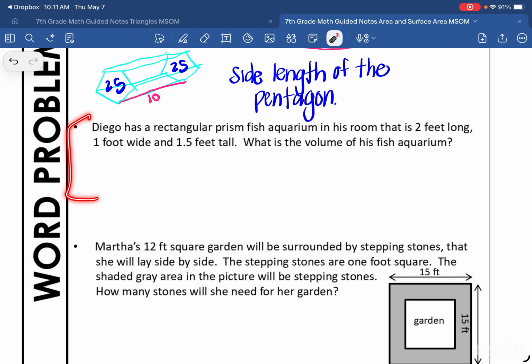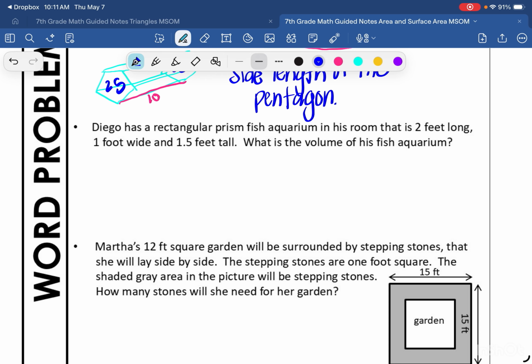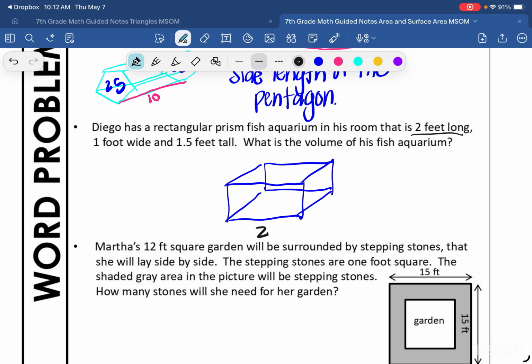Diego has a rectangular prism fish aquarium in his room that is 2 feet long, 1 foot wide, and 1.5 feet tall. What is the volume of his fish aquarium? I'm going to draw a quick picture of this, and then label it. So it's a rectangular prism. So I'm going to draw 2 rectangles, and then I'm going to connect each of the vertices, and that kind of gives me a visual. Now I didn't draw it to scale, I'm just going to label it. It tells me it's 2 feet long, 1 foot wide, and 1.5 feet tall.